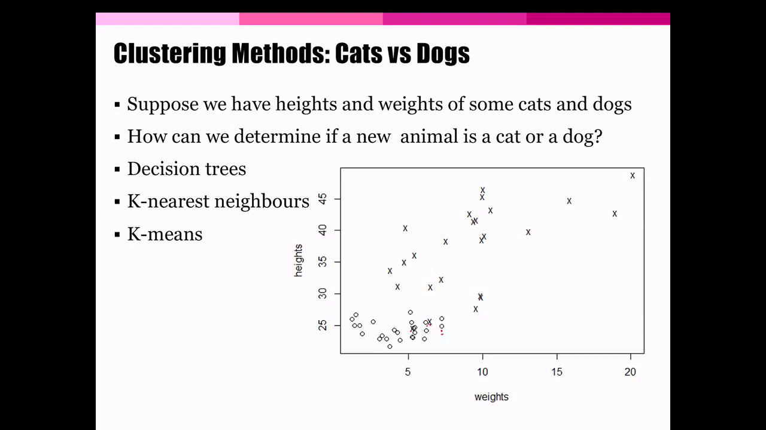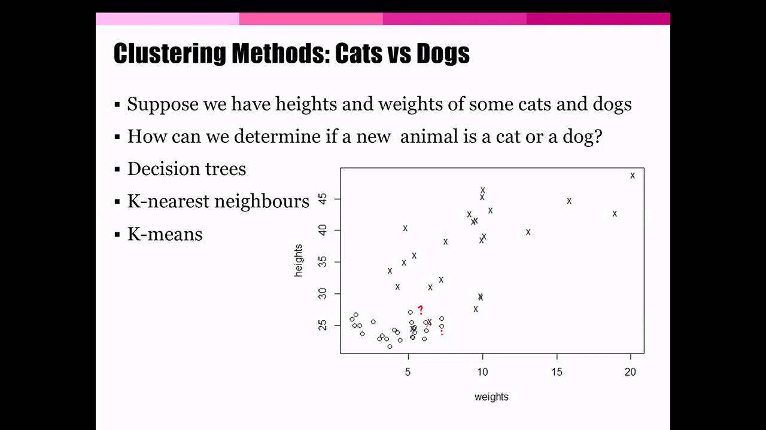If we had a new animal and we didn't know what it was, let's say it was here, how do we know if it's a cat or a dog? Just by looking at the height and the weight. Obviously, if we were a human looking at it, we can say that is clearly a dog or that is clearly a cat, but machines don't know what cats and dogs are. They can just take these pieces of information, the height and the weight, and try to make a decision. So there's a few different ways to do it.